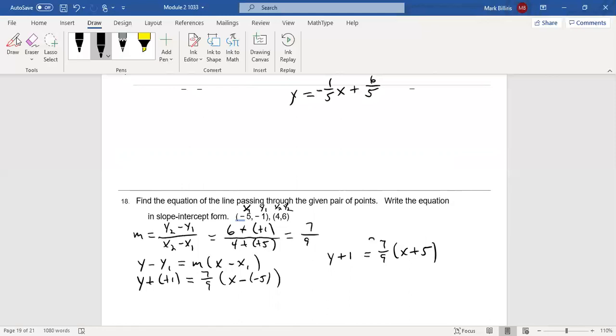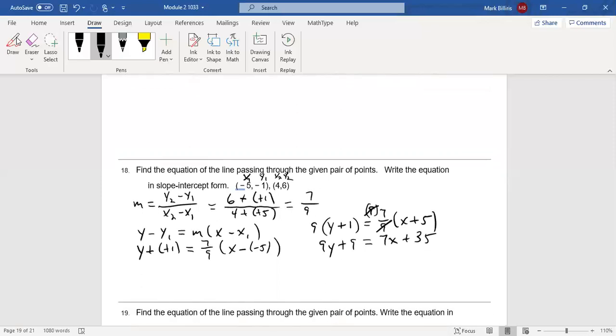So I'm going to multiply 9 times the 7/9, and I'm going to multiply the 9 times the y plus 1. You don't have to do it this way. It just makes it much easier. So on the left-hand side, I'm distributing the 9 times the y plus 1. So 9 times y is 9y, and 9 times 1 is 9. Now look what happens on the right-hand side. The 9's reduce. So that just leaves me 7 times the x plus 5, which gives me 7x when I distribute, and then 7 times 5 is 35.